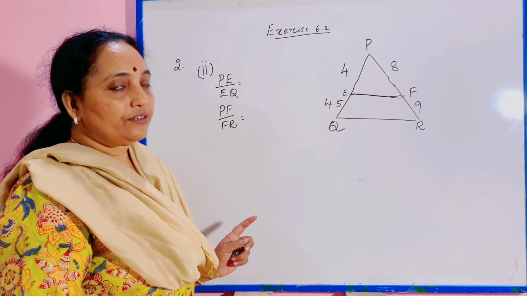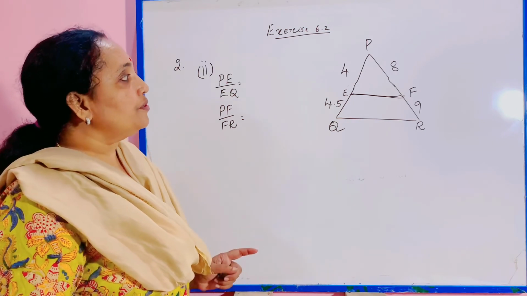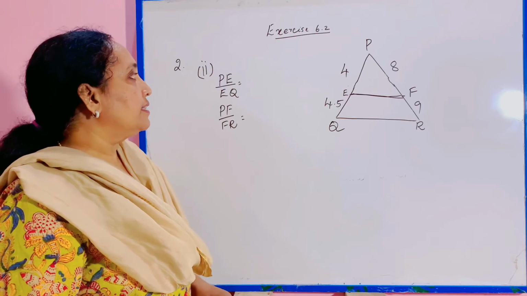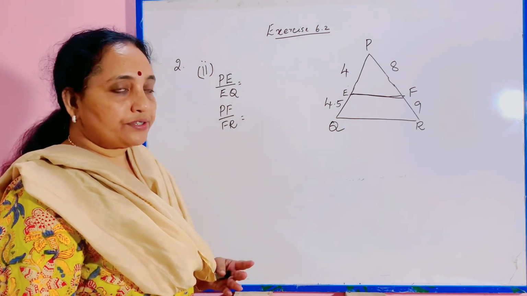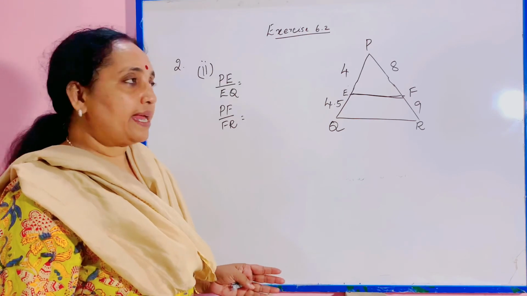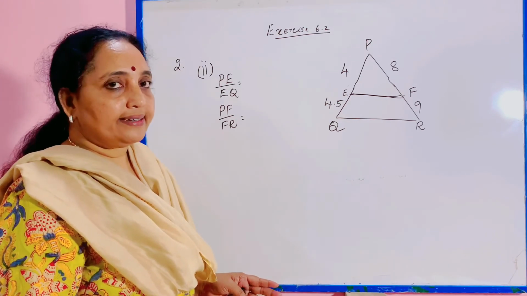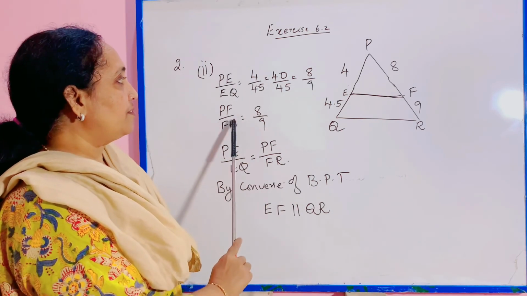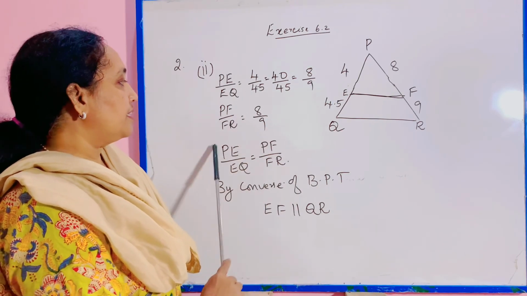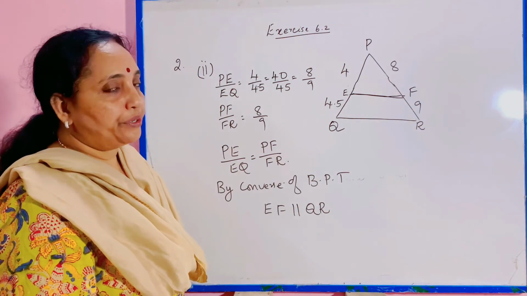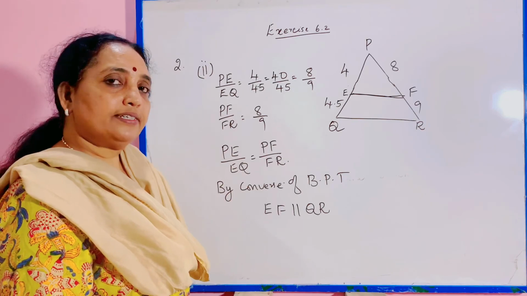Look at the second part of the question. In this part also, find PE by EQ and PF by FR. Then compare those ratios. If those ratios are equal, then you can say that the lines are parallel. That means EF is parallel to QR. Okay, look here, the ratios are equal. Here PE by EQ is 8 by 9, here also 8 by 9. Therefore, the ratios are equal. Then by the converse of BPT, EF is parallel to QR. The same way you can do the third part of the question.